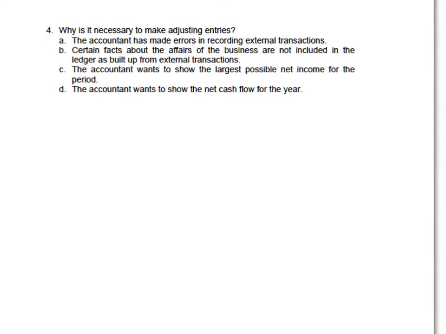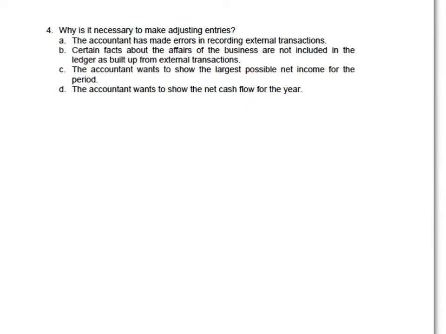In number 4, it says, why is it necessary to make adjusting entries? A, because accountants have made errors in the past? I don't think so. We make adjusting entries all of the time, and they're part of the normal process. B says certain facts about the affairs of the business are not included in the ledger as built up from external transactions. That sounds pretty good. C says the accountant wants to show the largest possible net income. Well, that's not true. I mean, we may have to record expenses, not revenues. That would impose a bias, and that's not what we want to do.